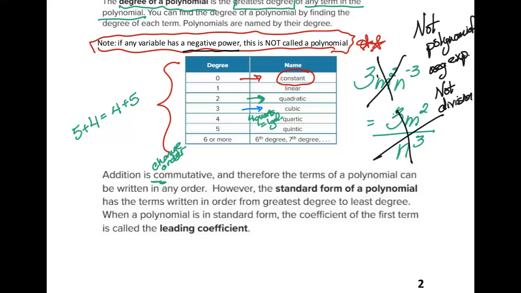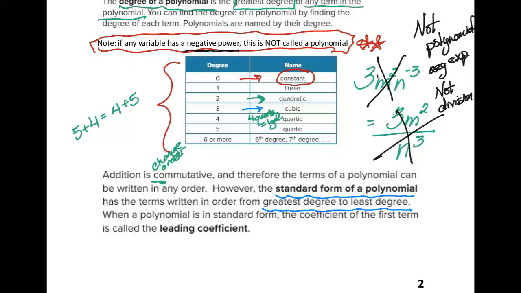However, there is a standard form for a polynomial, and you are going to write that in order from greatest degree to least degree. Greatest to least.